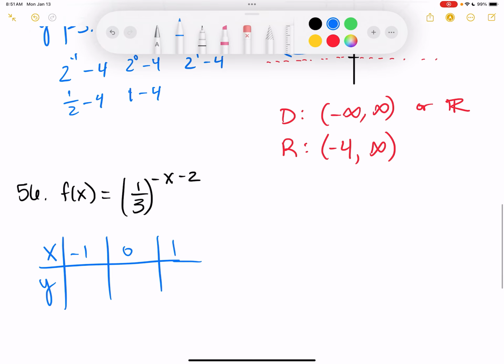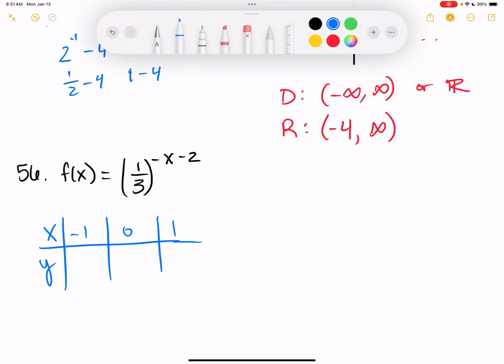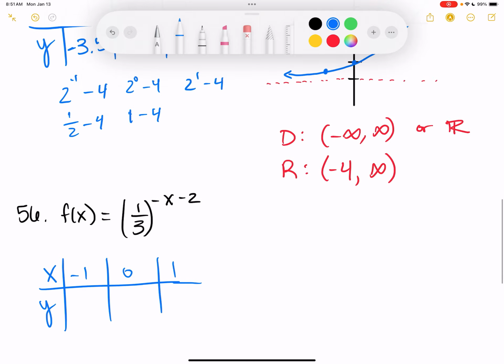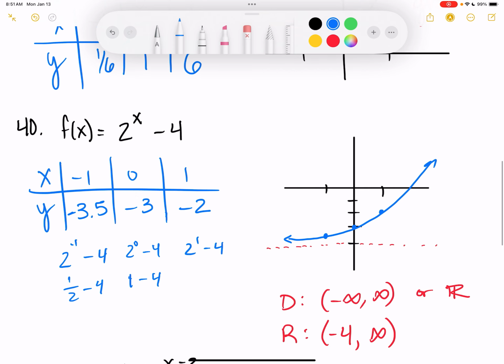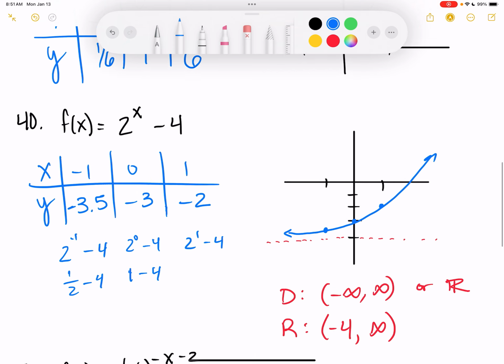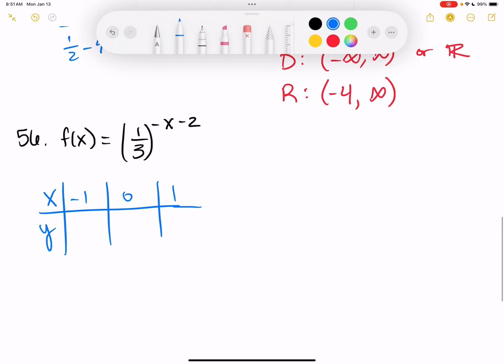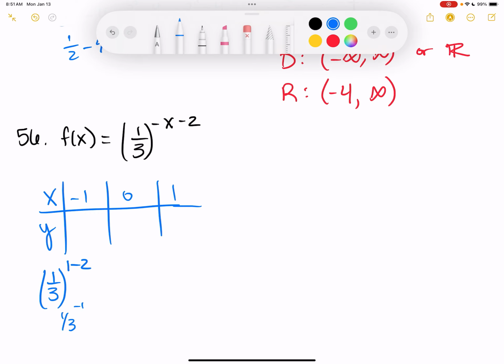So with this one, when I plug in these things, I now have this stuff's all up in the exponent. So it's going to be a little different than this previous problem where I only had the number in the exponent and then it was being subtracted by another number. So this will give me 1/3 raised to the, well, negative and negative is positive. So basically that'll be 1 minus 2, or 1/3 to the -1, which would give me a +3.